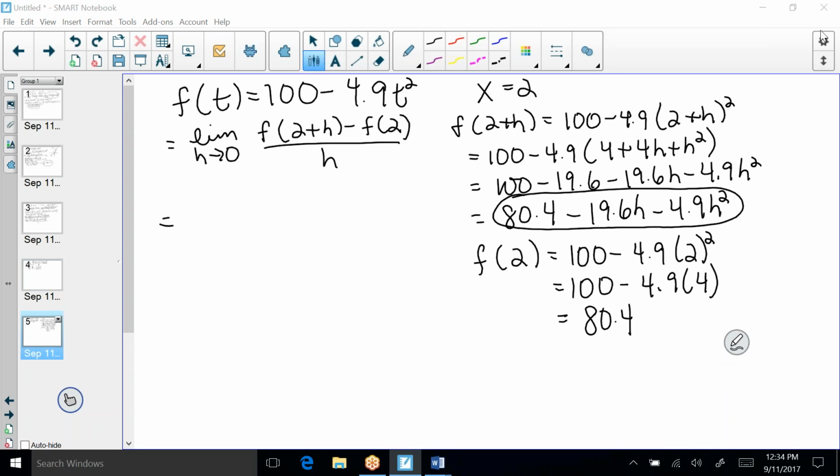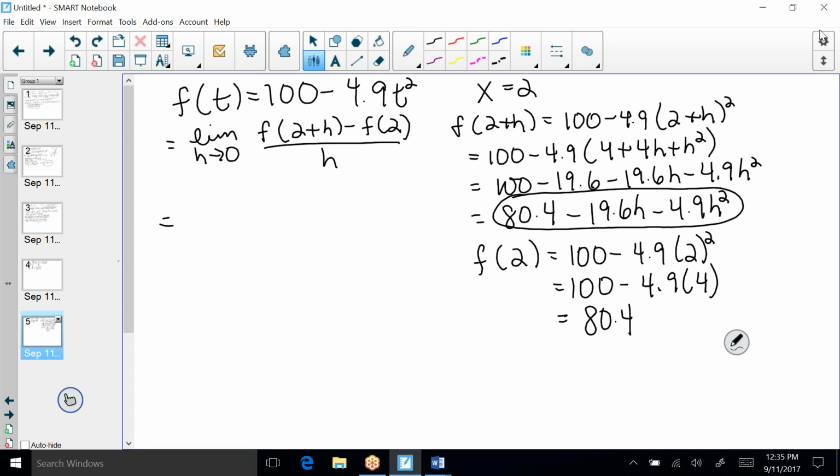All right, let's take a look at this and see how you did. So again, we're finding that limit as h goes to 0. And x is 2 again, so we're looking at f of 2 plus h minus f of 2 divided by h. And here I did, off to the side, f of 2 plus h. So I took the 2 plus h and I plugged it into the function wherever I saw a t. And I ended up with 80.4 minus 19.6h minus 4.9h squared. So hopefully you got that.